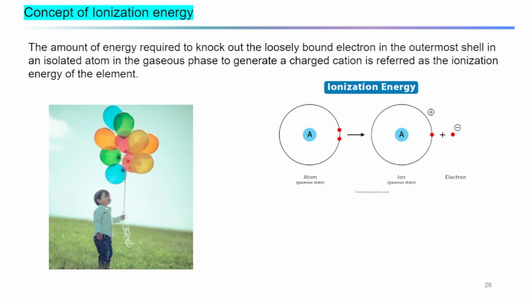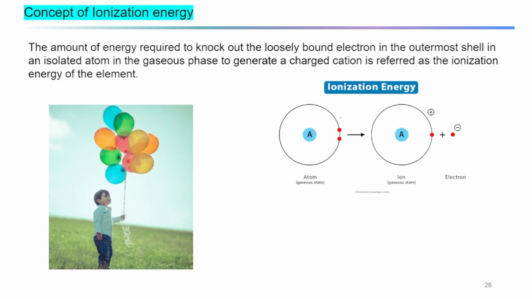So let's see the definition now. The amount of energy required to knock out the loosely bound electron in the outermost shell in an isolated atom in the gaseous phase to generate a charged cation is referred to as the ionization energy of the element. I know this looks like a big definition, but let's try to understand it in small portions. The amount of energy required is the amount of energy we are supplying to cut these balloons. That amount of energy is the ionization energy, to knock out the loosely bound electron.